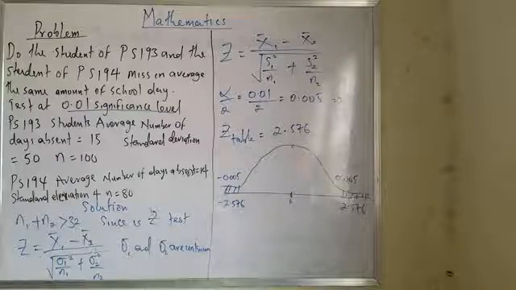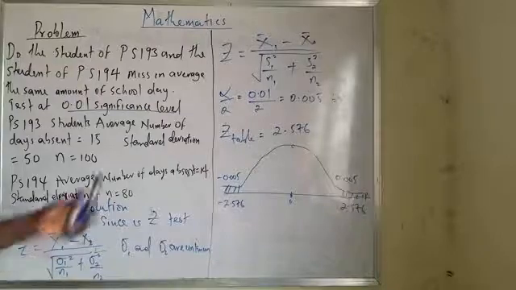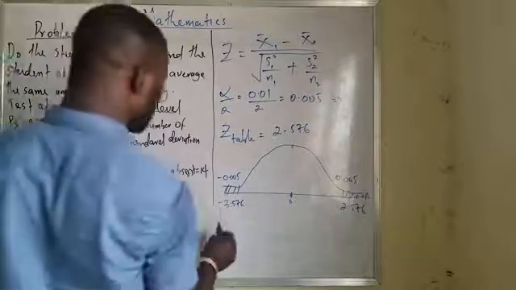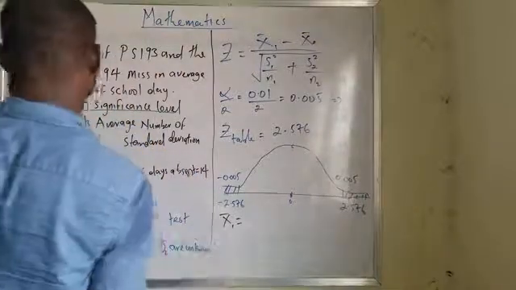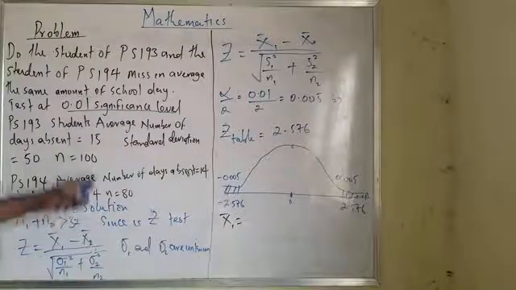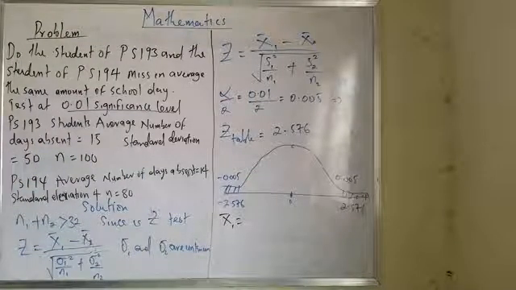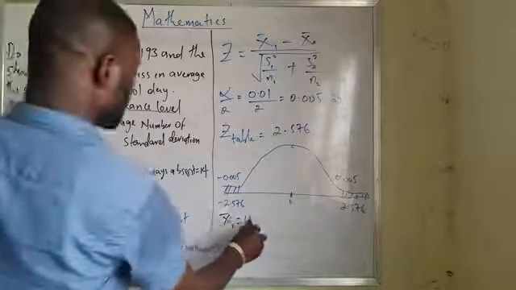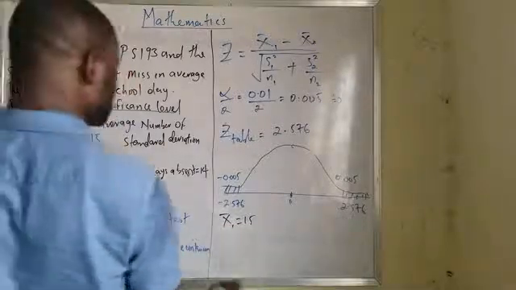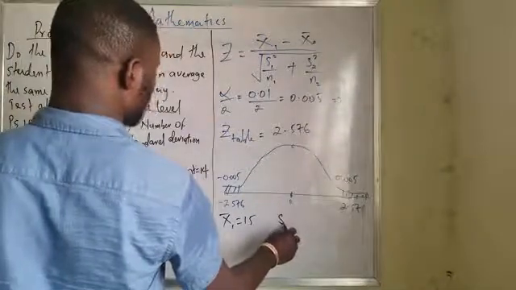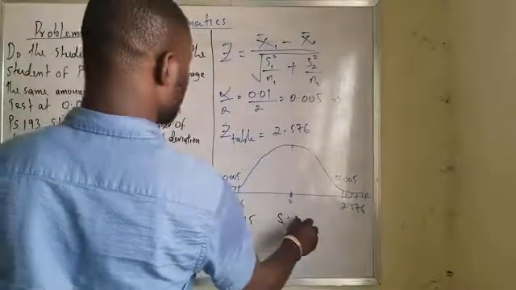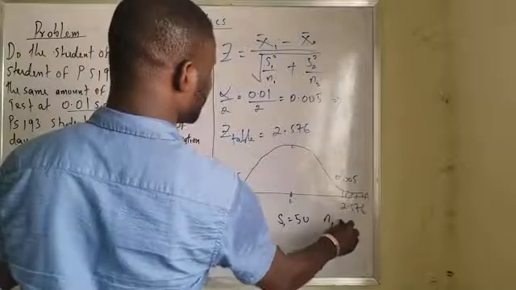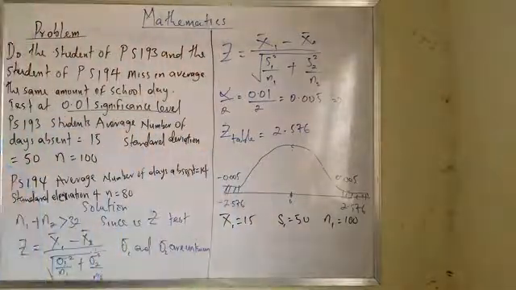The next thing I will do is go for my Z-test. We all know from the question that mean one, which is the average, is 15. The standard deviation, which is my x1, is 50, and my n1 is 100. That is very, very important.